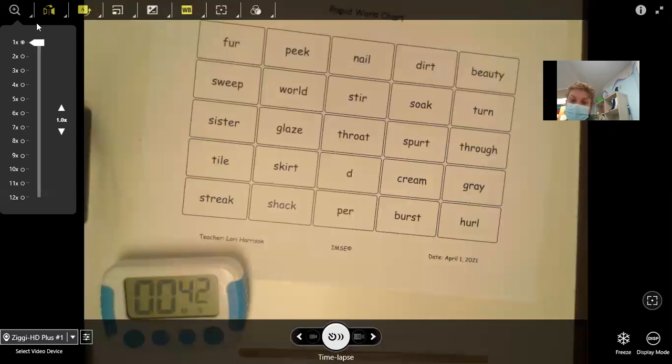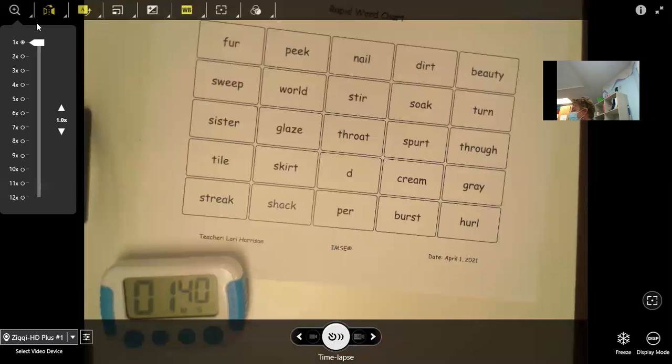Sign it down, trying to see how many times you can read it all the way through. All right, we are done.